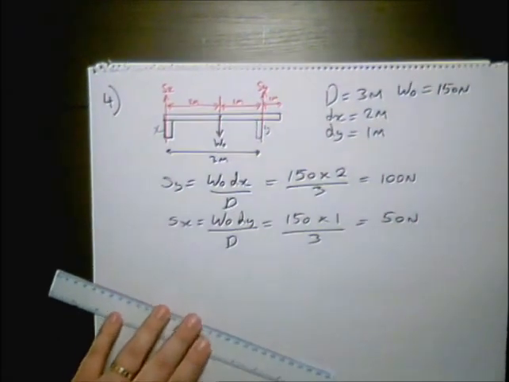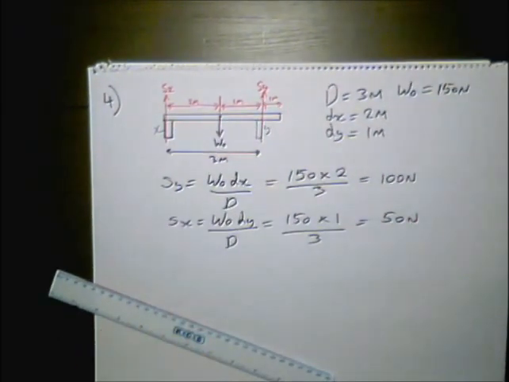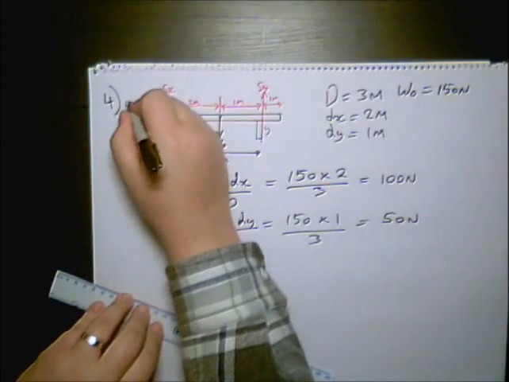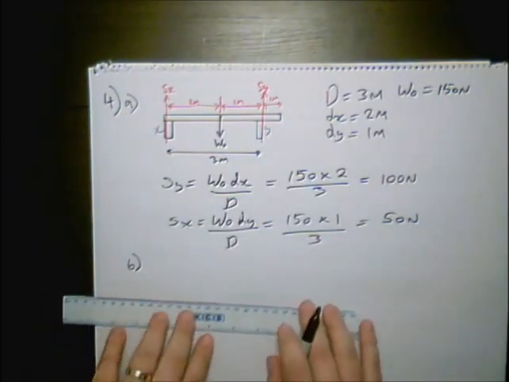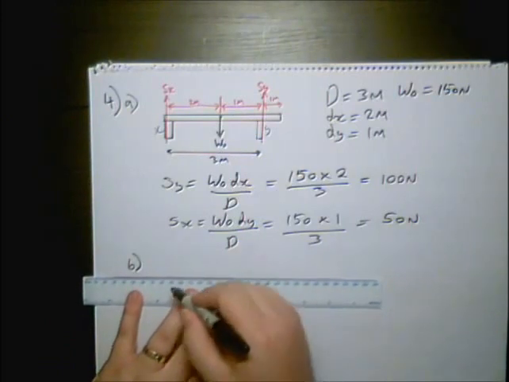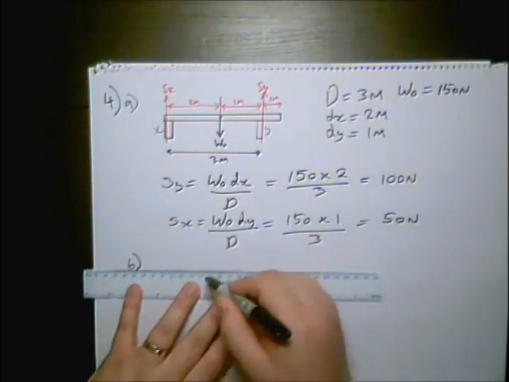Right, now then read on part B. A child stands on the free end of the plank and just causes the other end to lift off its support. Sketch the arrangement and calculate the weight of the child. Now, this has actually turned this question from one thing into a slightly different thing altogether. So we're actually going to redraw the diagram now.